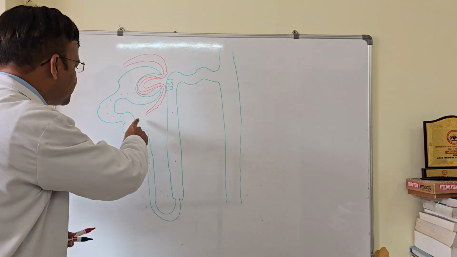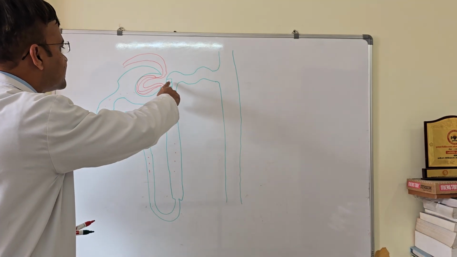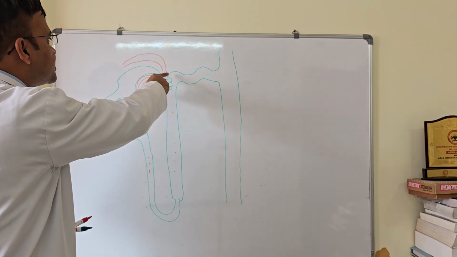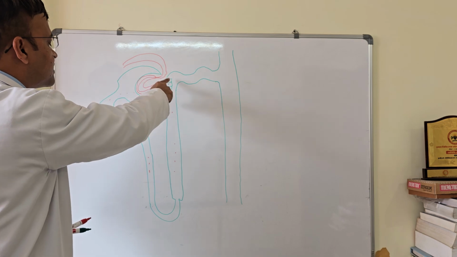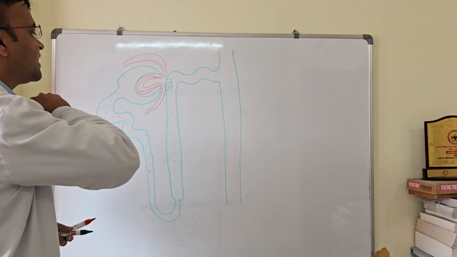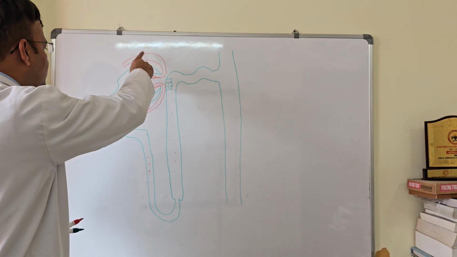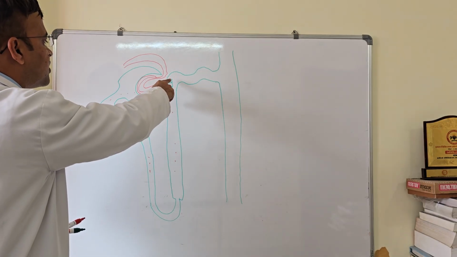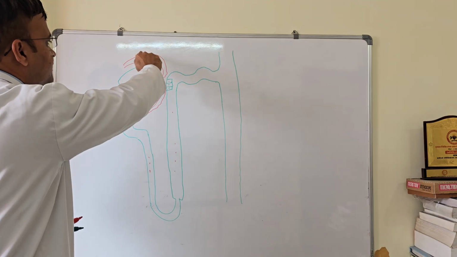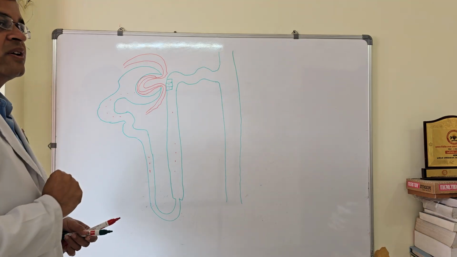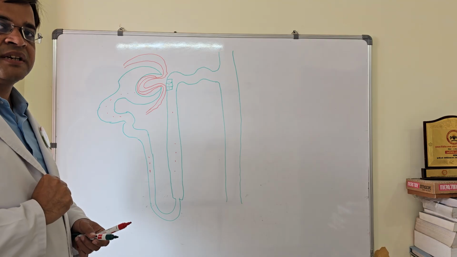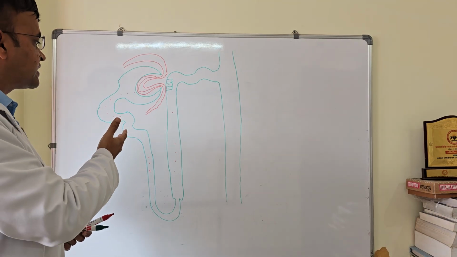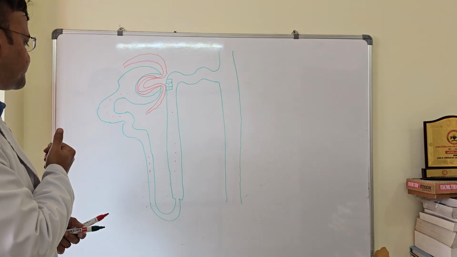If it feels that somehow the sodium content is less, right, then it will cause vasodilation of this afferent arteriole, right, and the GFR will increase. If somehow it feels that the sodium content is more, then it will cause vasoconstriction of the afferent arteriole, right? Now, how exactly the system works, what's the mechanism behind it, that we will discuss and understand in this, right?